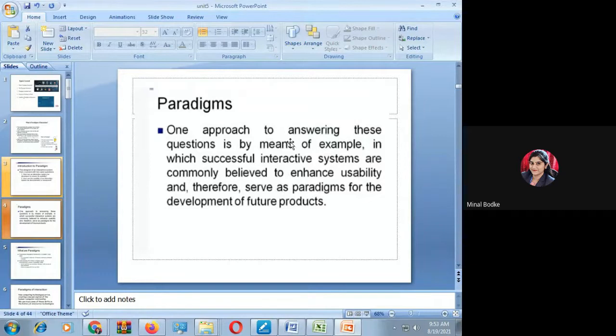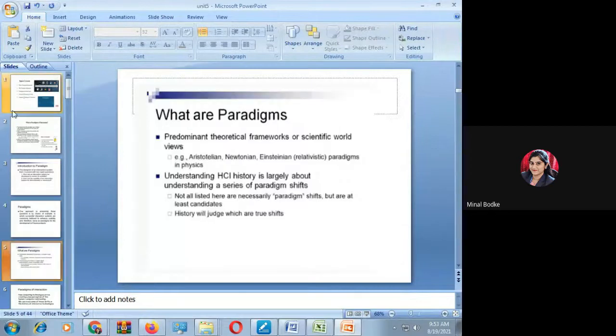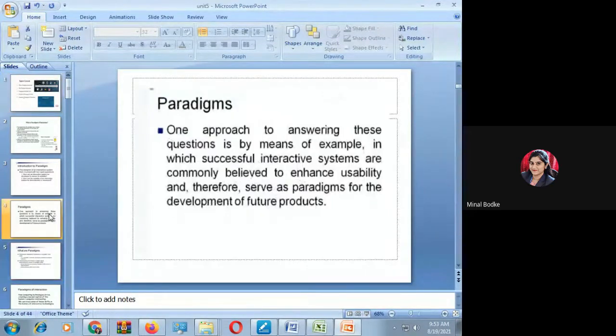See, one approach to answer these questions is by means of example, in which successful interactive systems are commonly believed to enhance usability and therefore serve as paradigms for the development of future products. So what we are going to study now, see, like we have the generations of computer.